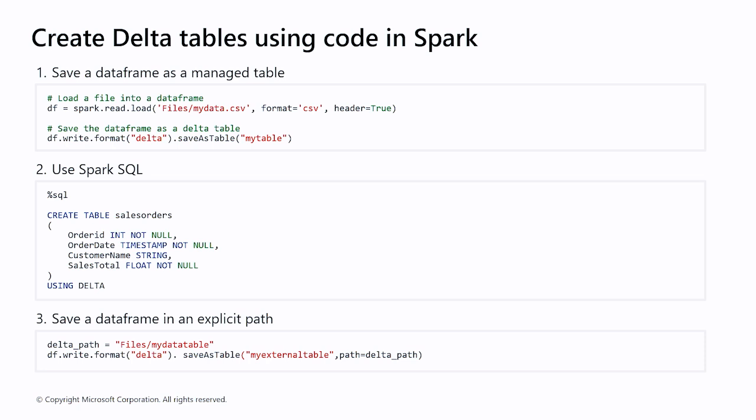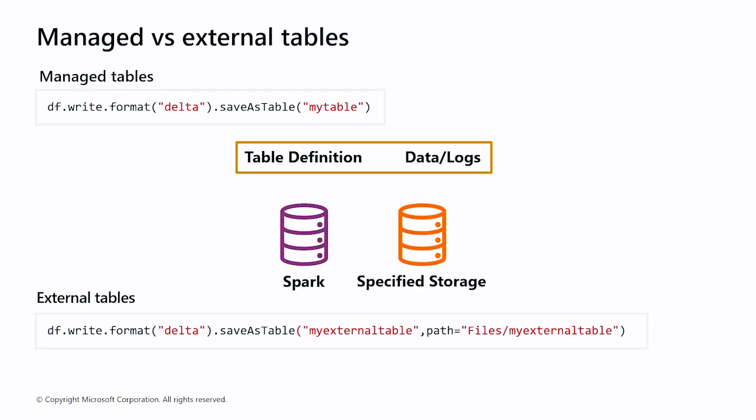Now you may be asking, what's the difference between a managed and external table? Let's take a look. When a table is created, two parts are saved. A table definition, which is the metadata or pointer to a table, as well as the actual data and those associated logs. When creating a managed table, the table definition and the underlying data files are both saved and managed by the Unity catalog. Deleting the table will also delete the table definition and data from the Lakehouse.